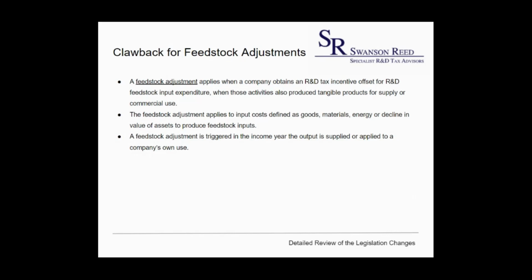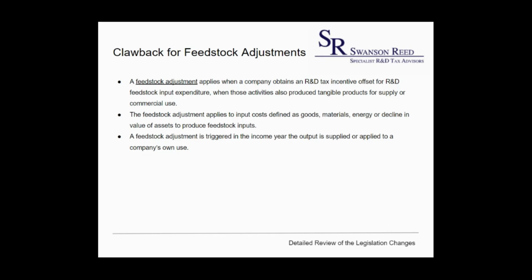A feedstock adjustment applies when a company obtains an R&D tax incentive offset for R&D feedstock input expenditure, where the expenditure has also produced tangible products for supply or commercial use. The feedstock adjustment applies to expenditure for input costs, which are defined as goods, materials, energy, or the decline in value of assets used to produce feedstock.